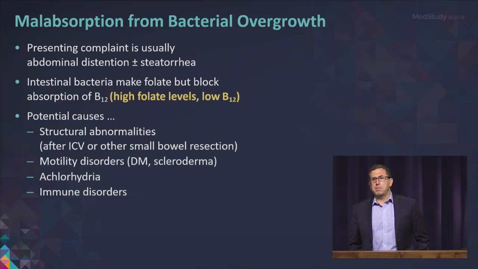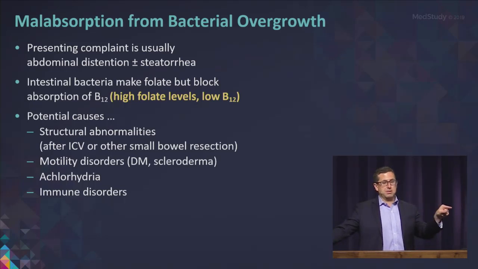When we focus in on small bowel bacterial overgrowth specifically, the presenting complaint is usually abdominal distension and steatorrhea. A key point is that intestinal bacteria can make folate, but they block absorption of B12. So if you're looking on lab results, like on a test question, and you see high folate levels and low B12 levels, that is a tip-off that there's small bowel bacterial overgrowth present.